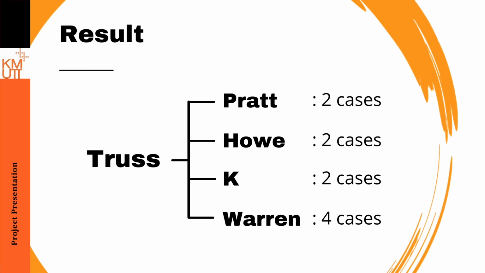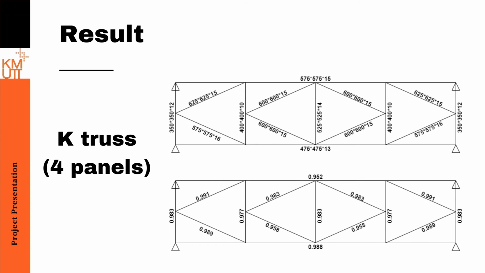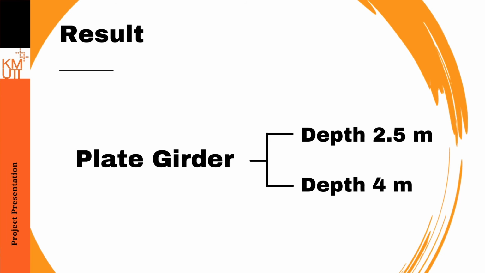Overall, a higher number of divided panels provides a heavier structure for every pattern, so fewer panels seem to be the suitable option for truss design. These are examples of dimension and DC ratio of each pattern: Pratt truss, Howe truss, K truss, and Warren truss.